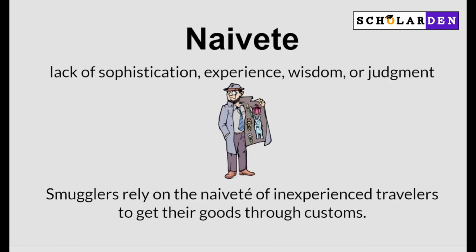Naivete. This means a lack of sophistication, experience, wisdom, or judgment. For example, smugglers rely on the naivete of inexperienced travelers to get their goods through customs. Another example, the naivete of the new teacher was obvious to all the students who took full advantage.